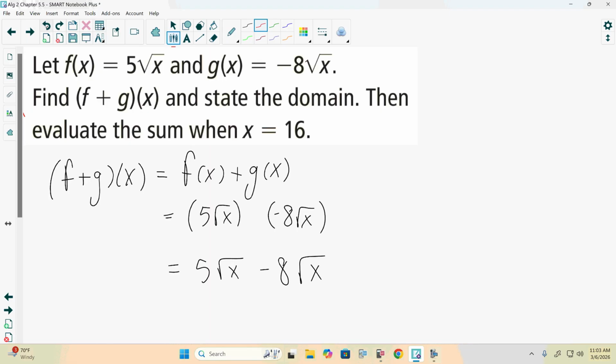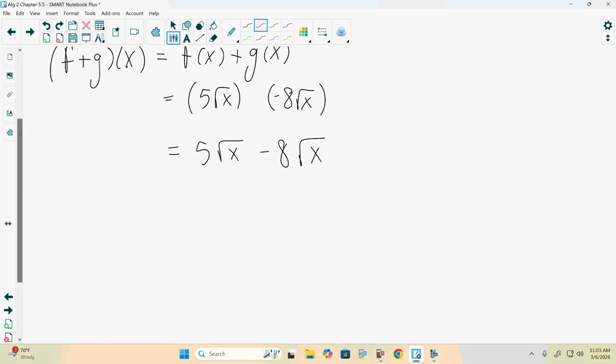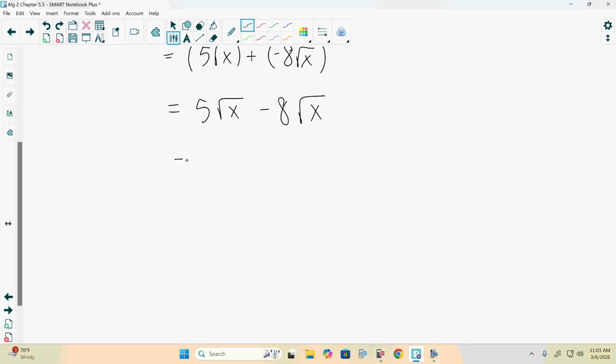So I wait to apply any of the sign changes just to make sure I don't miss something, don't misapply it. But yeah, we get to 5 square roots of x minus 8 square roots of x. And it would indeed be negative 3 square roots of x.